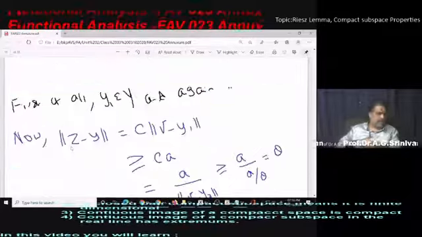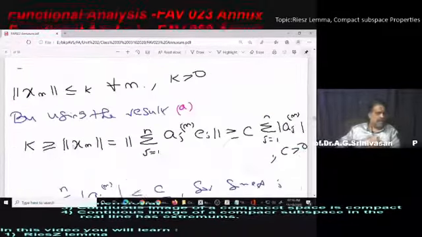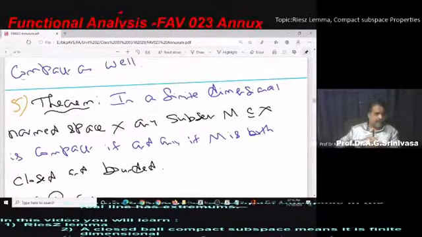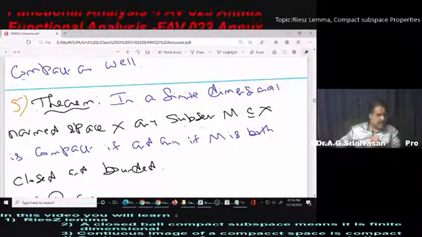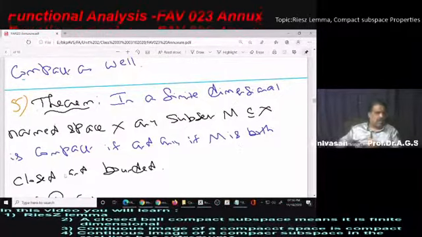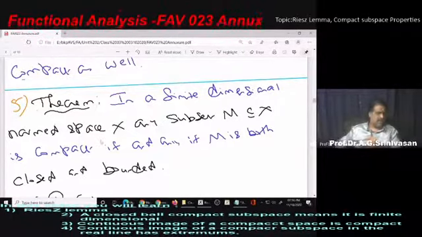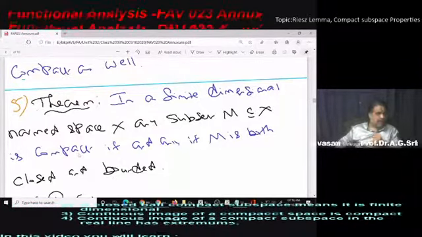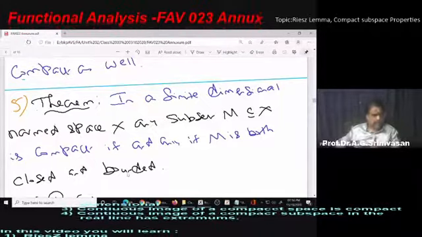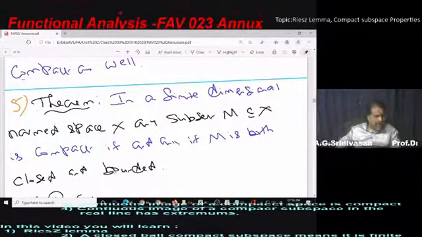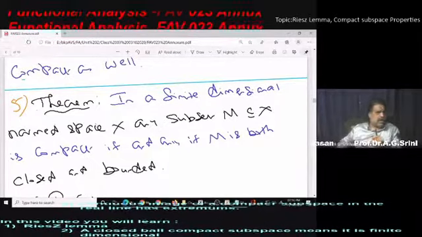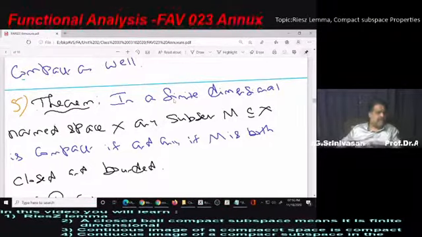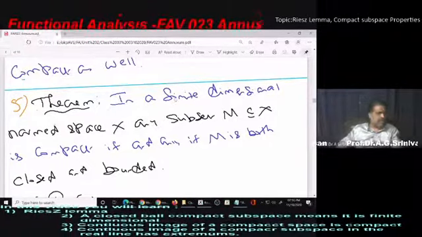Now, before I prove this, recall what we have proved. In the last video, we saw that in a finite dimensional space, M is compact if and only if M is both closed and bounded. So if M is compact, it is closed as well as bounded. If M is closed and bounded, M is compact. This can be guaranteed only in a finite dimensional space. It may happen in an infinite dimensional space, but it is not guaranteed. But in a finite dimensional space, it's very much guaranteed.